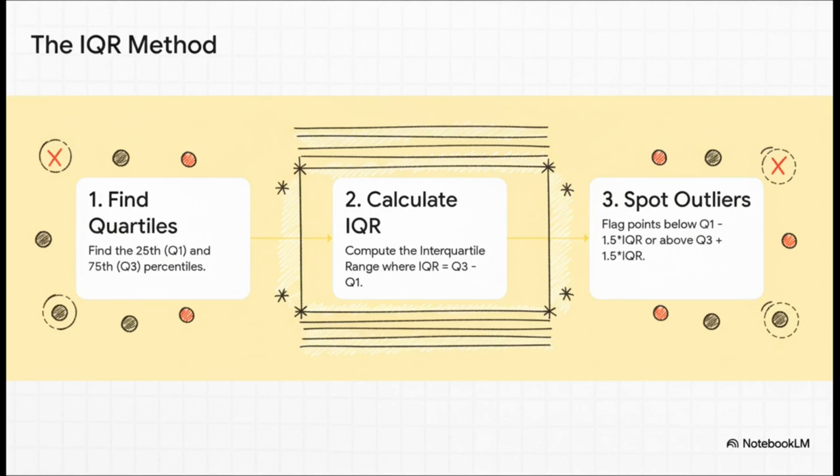Then, as step 3 shows, we create a kind of statistical fence around this range. Any data point that falls outside of that fence gets flagged as a potential outlier. It gives us a really clear mathematical way to spot these anomalies.